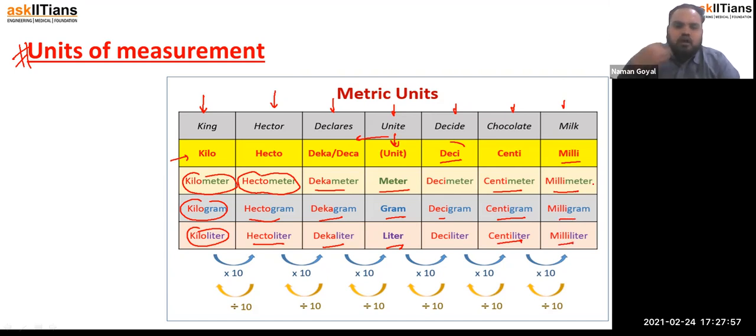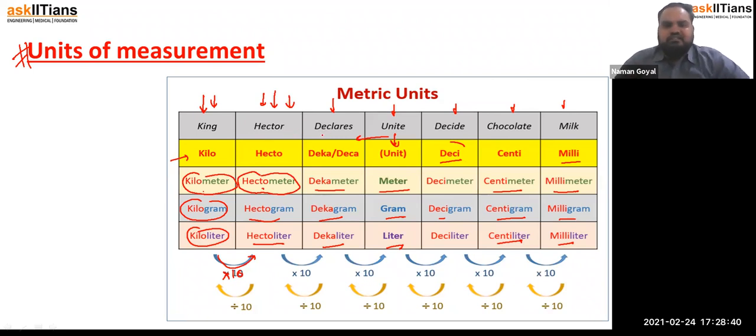Now, how do we convert? If you want to convert kilometer to hectometer, you have to multiply by 10. And if you want to convert hectometer to kilometer, you have to divide by 10. This quantity is greater than that quantity, so if you want to go to a larger unit, you use division. If you want to go to a smaller unit, you use multiplication. Are you getting my point? This is the basic concept behind this topic.